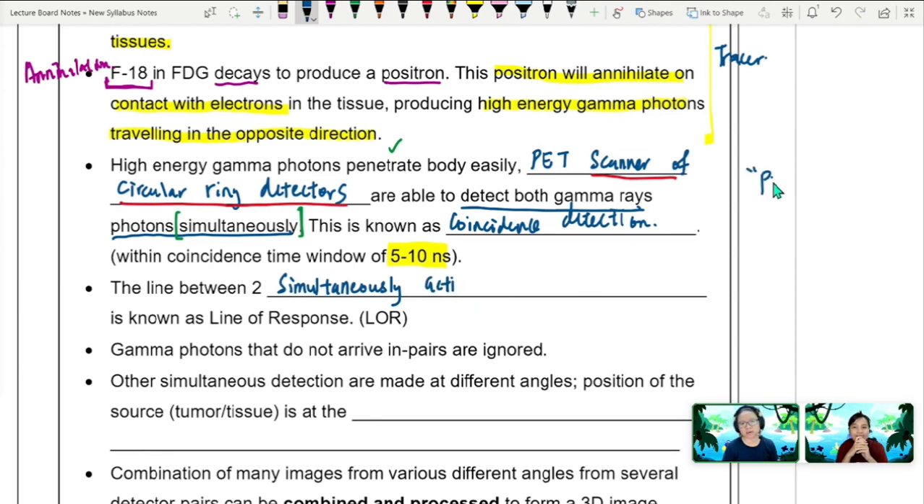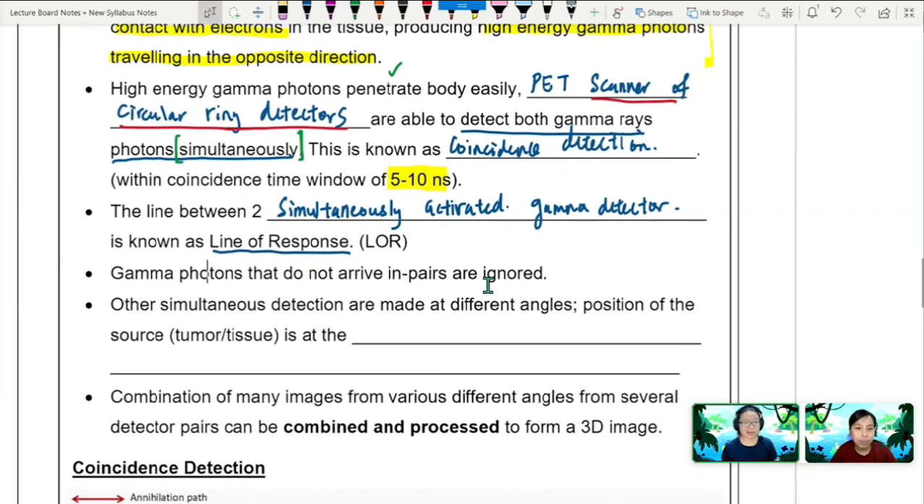So you will call this the line between two simultaneously activated detectors. Please don't use the word ping. I say ping because I'm a millennial. Write activated. Don't be like me. I am the student that never writes the keyword and loses marks. Write the keywords. So the simultaneously activated gamma detectors give what is known as the line of response, sometimes shortened to LOR. Gamma photons that do not arrive in pairs are ignored.